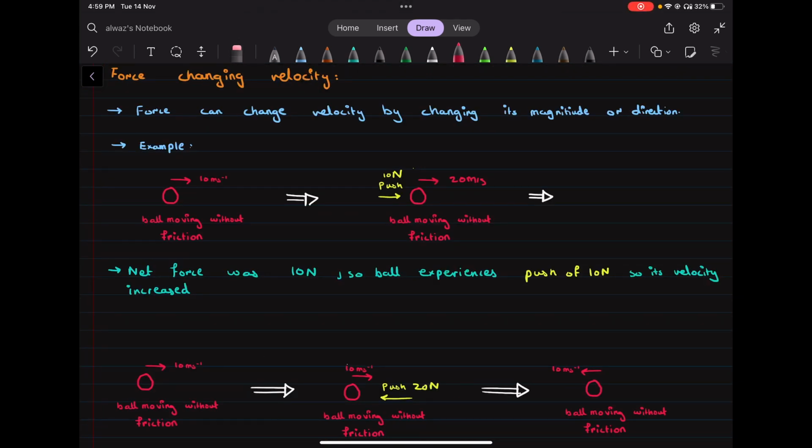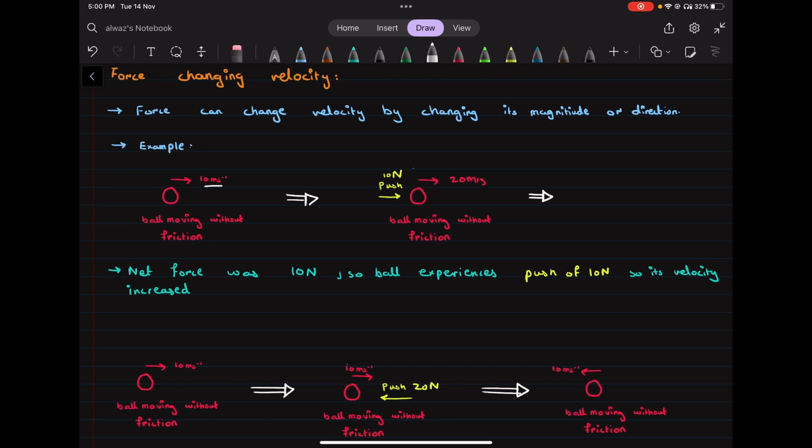Okay, so the next thing that we're going to be doing is how force affects velocity. So by Newton's first law, we learned that an object continues its state of motion, meaning that it will remain at rest or in motion with a constant speed unless an external force acts on it. So now we're going to see how force changes the velocity of an object. So here we have a ball. The ball is moving with a speed of 10 meters per second on a surface without friction. So we know that the ball is going to continue this speed or velocity forever.